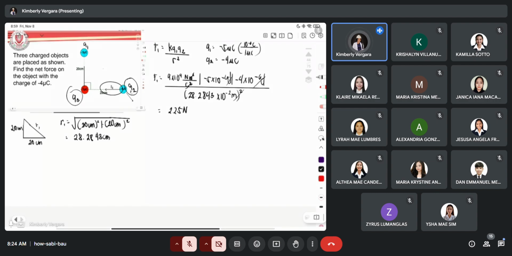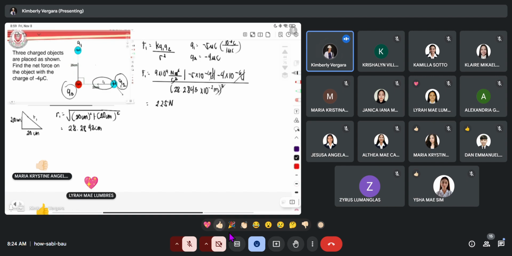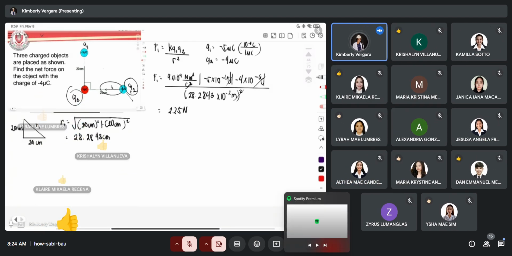Naintindihan po? Okay. F2 is equals to K, then Q2, Q3. Bakit po Q2, Q3 na? Dahil po sa pagitan na po ni 5 microcoulomb and negative 4 microcoulomb all over by R squared.